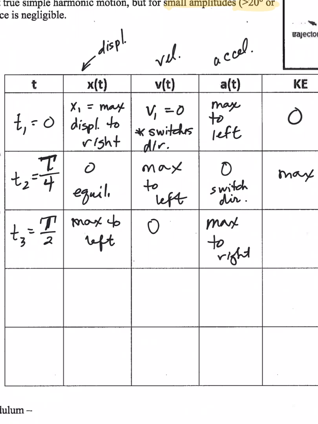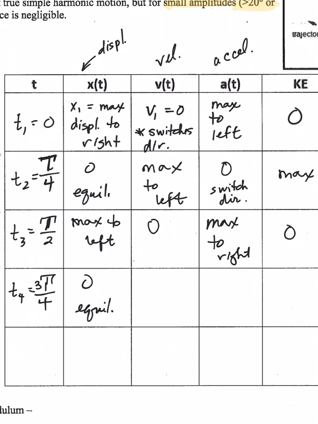You get the idea. Kinetic energy, though. If the velocity is 0, the kinetic energy is 0, and potential energy is at a max. So you see what's happening between these two, don't you? All right, so now we're at T sub 4. We're back at equilibrium. This is 3T over 4, right? It's 3/4 of the way, isn't it? All right, so what about my displacement again? 0, it's at equilibrium, isn't it?